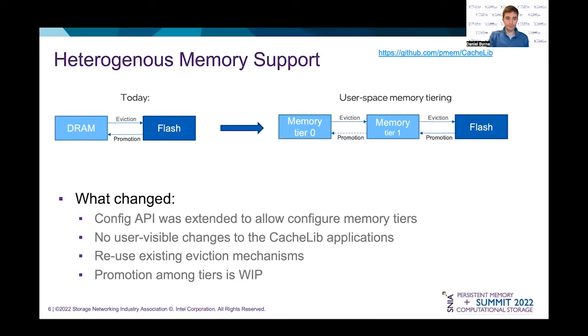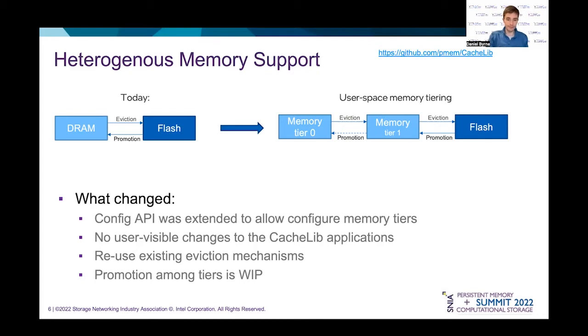So what we did to enable heterogeneous memory is we took the DRAM tier and added memory tier 0 and memory tier 1 as byte addressable memory spaces. We changed the configuration API to allow these configurable memory tiers. And what's great is that this is totally transparent to any applications that are using CacheLib. The high level API doesn't care whether the objects are in memory tier 0 or memory tier 1.